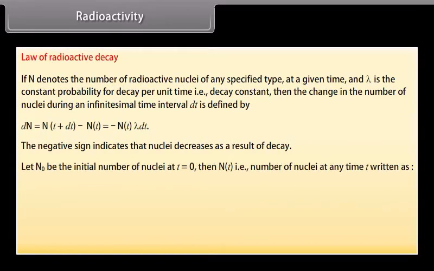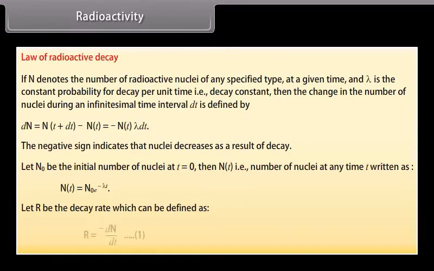Let N naught be the initial number of nuclei at t is equal to 0. Then N(t), that is number of nuclei at any time t, is written as N(t) is equal to N naught into e raised to the power minus lambda t. Let R be the decay rate, which can be defined as R is equal to minus dN by dt. Name it as equation 1. Differentiating equation 1, we get R is equal to lambda N naught e raised to the power minus lambda t.